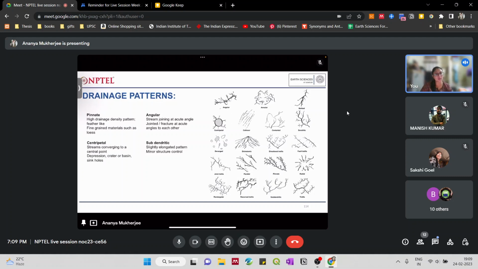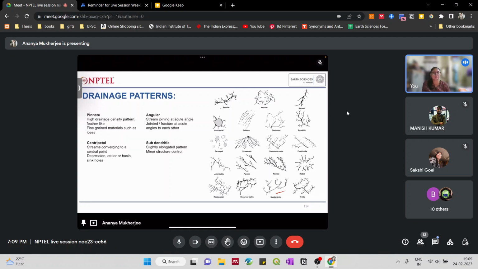If I find proper geological examples of any of these also, I'll try to include them in the slides. Okay, so you have pinnate, and then you have angular, centripetal, subdendritic. Subdendritic is similar to the dendritic, but it is more elongated in nature, and in dendritic you could see that it was branching out more on the lateral regions.